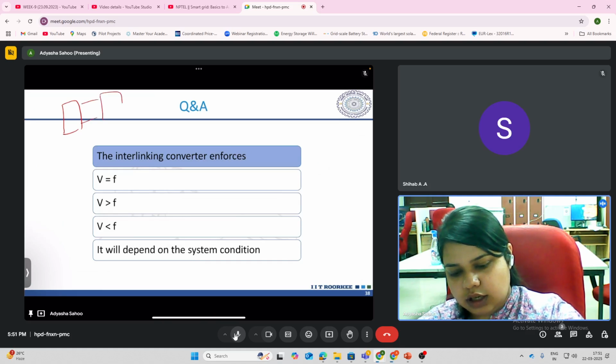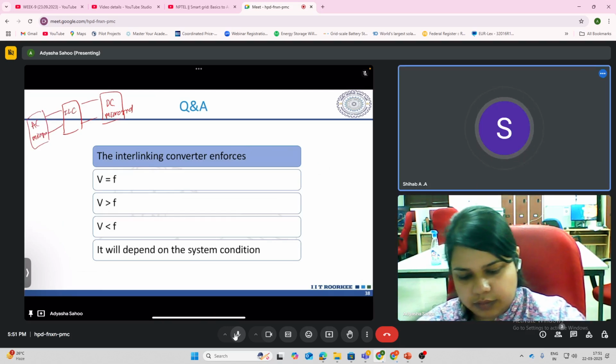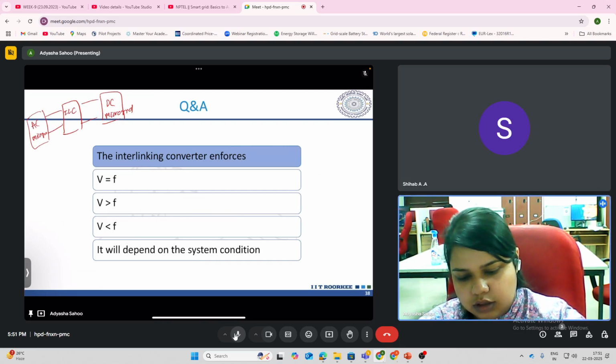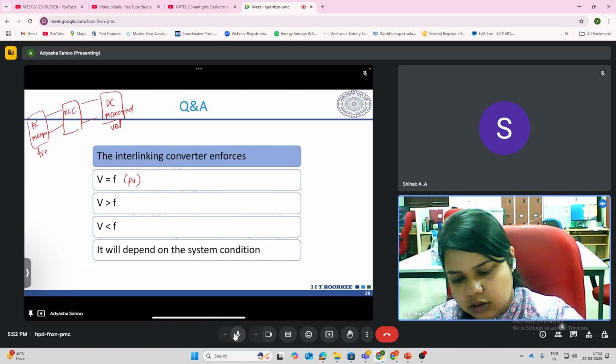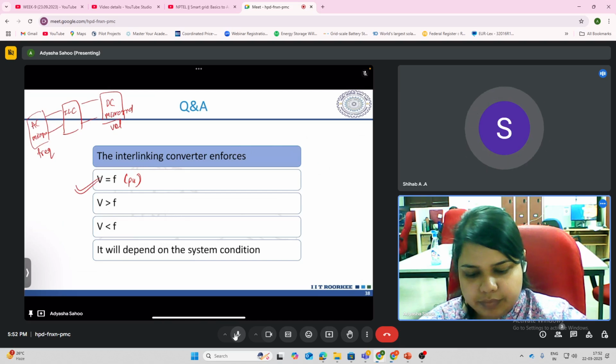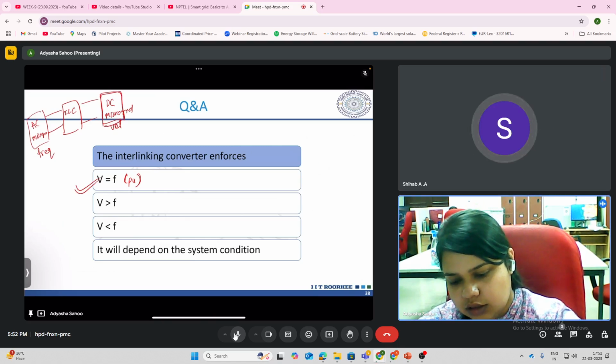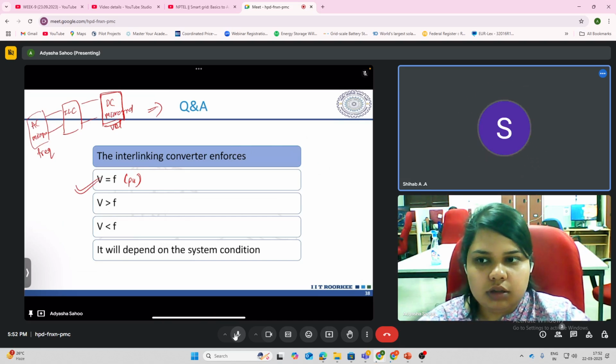Between this, on one side you will have a pure DC microgrid, and on the other side you will have a pure AC microgrid. And between them you will have an interlinking converter. So it will try to match the voltage here and the frequency here. It will try to equalize that to maintain the synchronism. So in per unit, it tries to do this. Because on one side you have a pure DC microgrid, and on the other side, this is the third type, the hybrid AC-DC configuration.